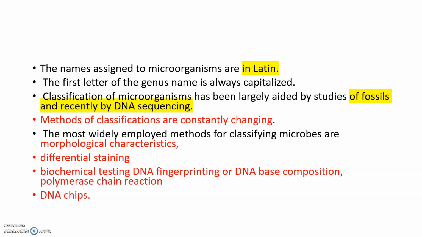Next is DNA fingerprinting or DNA base composition, which are highly advanced methods for classifying. Then PCR, polymerase chain reaction. Then DNA chips. So DNA fingerprinting, DNA base composition, PCR and DNA chips are all advanced methods for classifying.